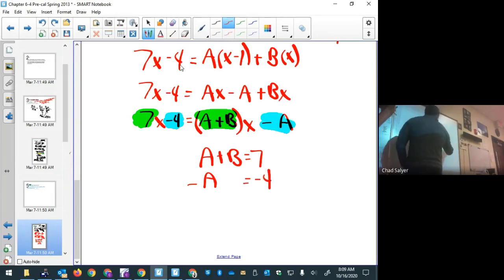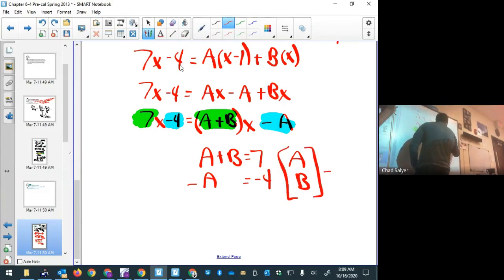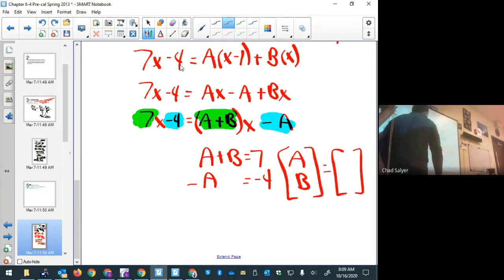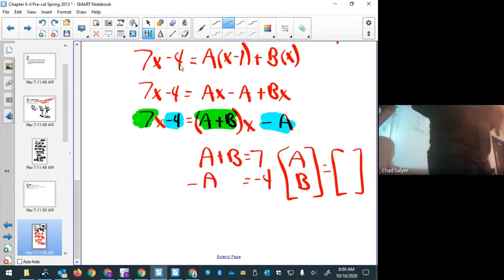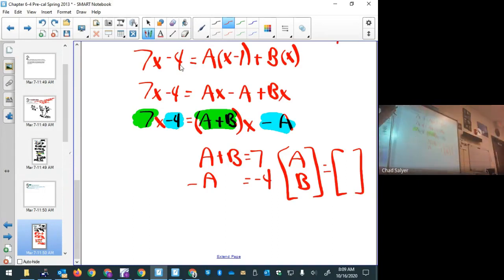So, don't need a calculator for this one, do we? That's pretty straightforward. Look at this and tell me what A and B are, Cody. A is 4 and B is 3. 4 and 3, very good. See how you know 4 from this? And then if you plug it in here, it's obvious that B has to be 3.